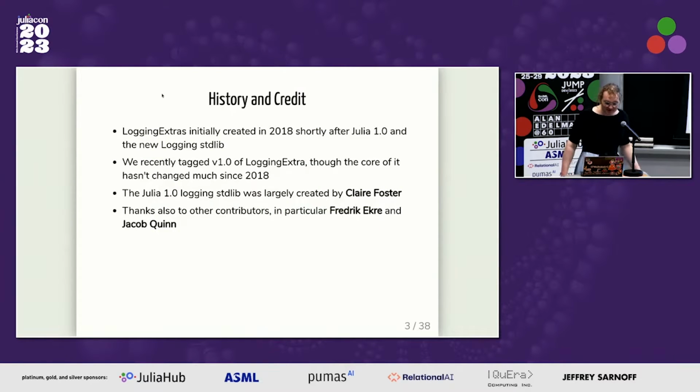So to talk about the Logging Extras package, it was initially created in 2018, shortly after Julia 1.0 and the new logging standard library. Basically, I just finished my PhD, I was waiting for my visa to clear, and someone was like, I need a thing to do X. And I was like, I can make that thing, and I am very bored. Yeah, so it hasn't changed much since 2018, but we've just tagged version 1.0, so I thought it was time to tell people about it since it's considered stable and ready to use.